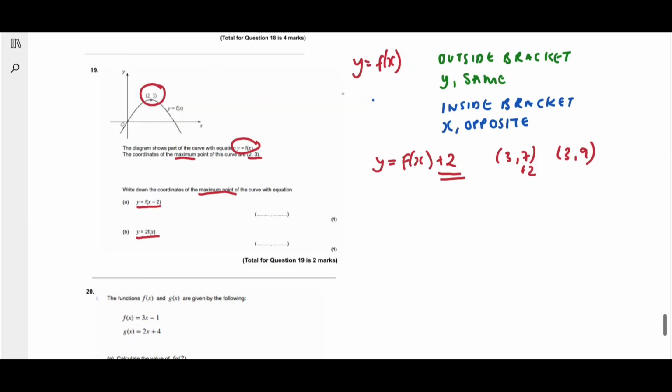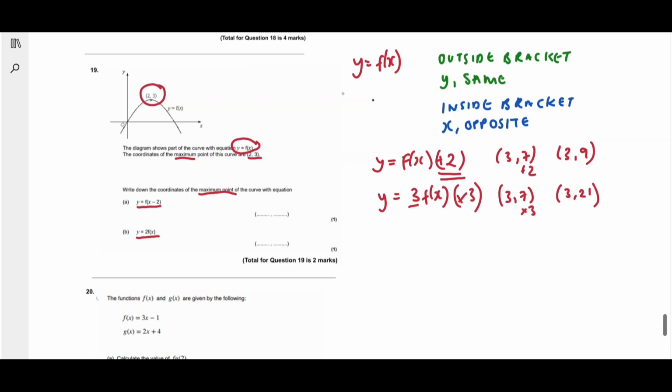So that's it. If you had something like y equals 3f(x), it's outside the bracket, so it's still to do with y, but you're not adding this time, you are multiplying by 3. You'd multiply your y coordinate by 3. So if I had the coordinate 3, 7, and I multiplied it by 3, I would end up with 3, 21. The x coordinate stays the same.